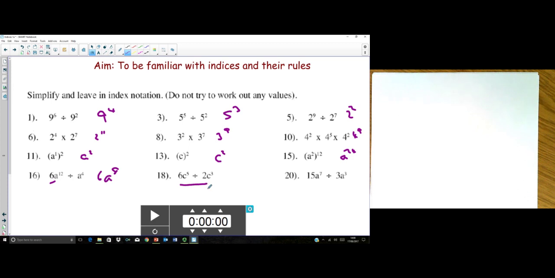In this one, the 6 would be affected because you're dividing by 2. So you divide the whole number separately and the ones with the letters separately. So in this case, we would end up with 3c to the 2. And in the last one, similarly, you end up with 5a to the 4. Okay, so hopefully you're okay with those ones.